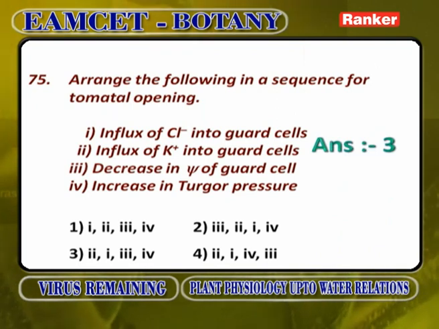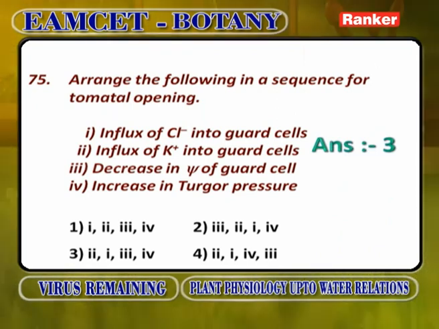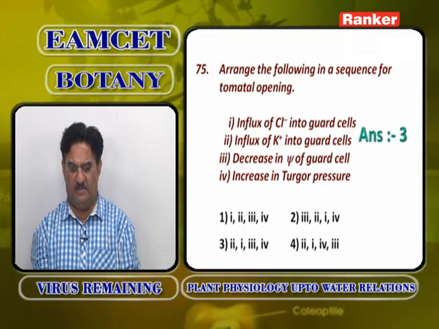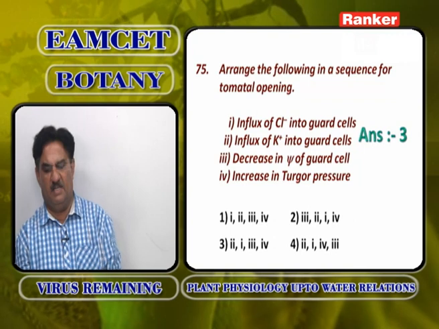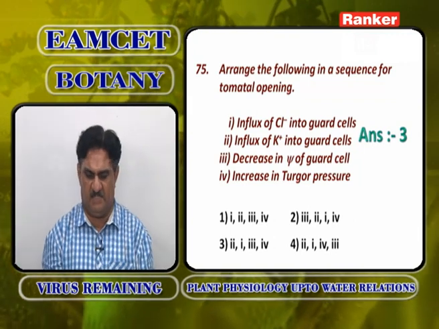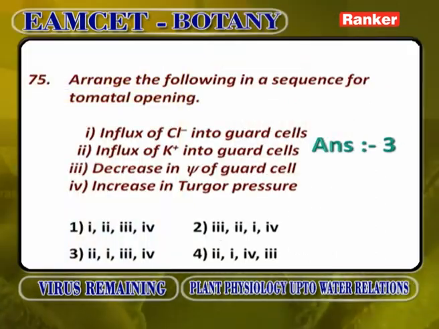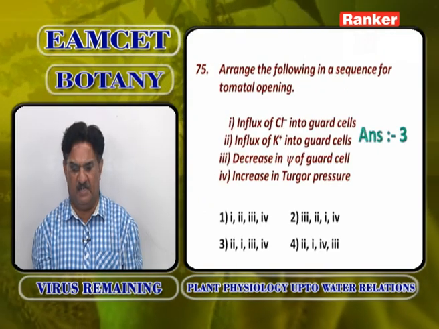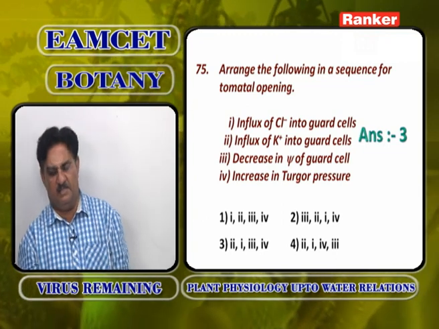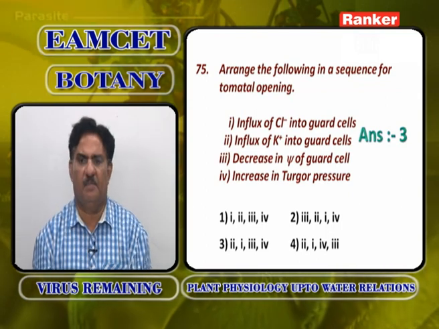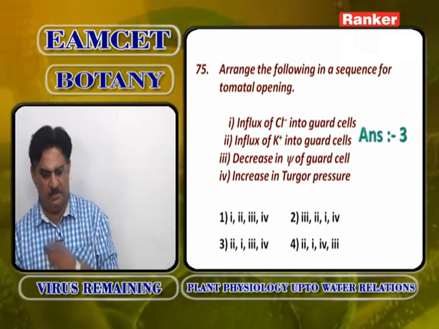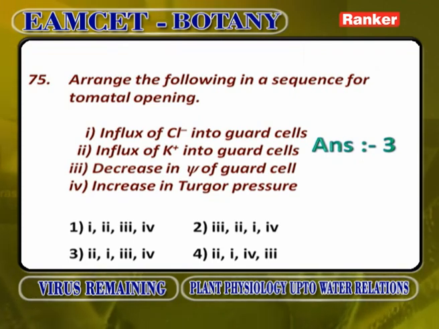Arrange the following in a sequence during stomatal opening: influx of Cl into guard cells, influx of K plus into guard cells, decrease in the water potential of guard cells, increase in the turgor pressure of guard cells. First, influx of K plus into guard cells. When K plus enters the guard cells, along with K plus, Cl minus enters the guard cells. Then, once K plus and Cl minus accumulation starts, concentration increases and water potential decreases. Decrease in the water potential means increase in turgor pressure. So, ultimately the answer is 2, 1, 3, 4.